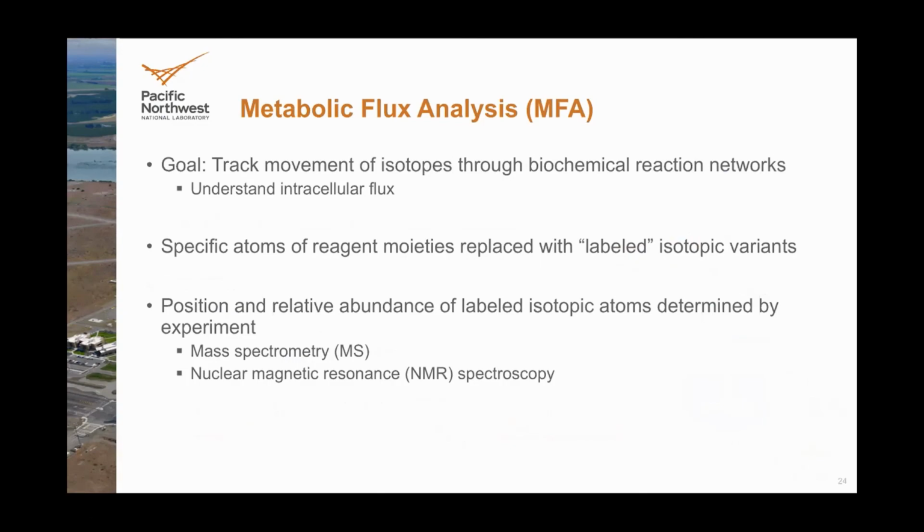Metabolic flux analysis. The goal here is we're going to label our substrates by swapping out specific atoms. We're going to swap those atoms with isotopic variants, and these are variants that hopefully we can detect by experiment. The reason that we do that is because with an enhanced model, and I'm going to show you what that looks like, we can then track the movements of those isotopic atoms through the reaction network. And if we then do the right experiments and take the right measurements, we can use that to understand the intracellular flux.